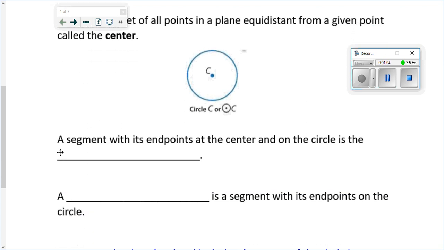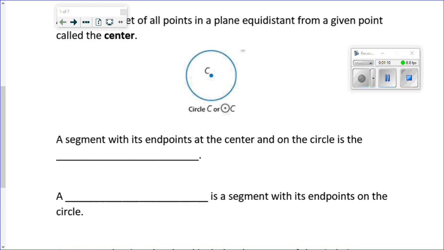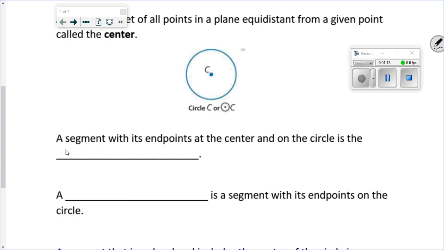A segment with its endpoints at the center and on the circle is what's called a radius. So I already used the word radius, but to define it, it's just a segment with its endpoints at the center and on the circle is a radius.